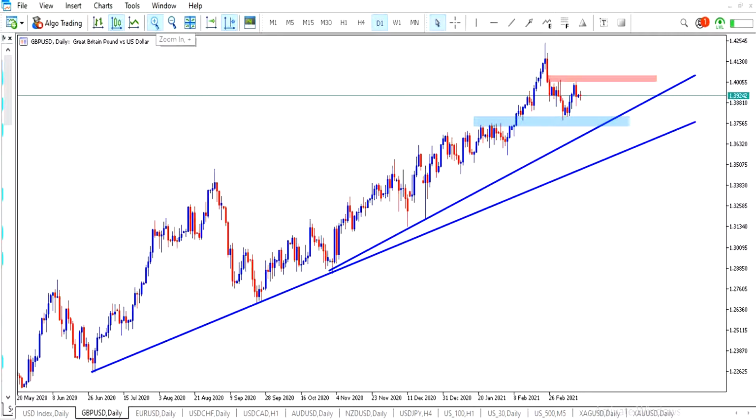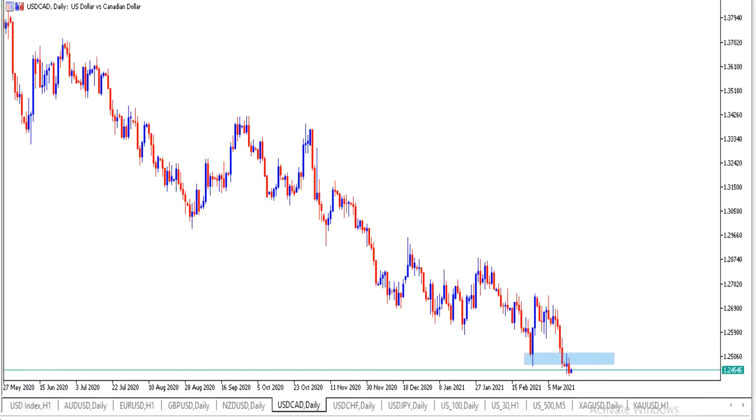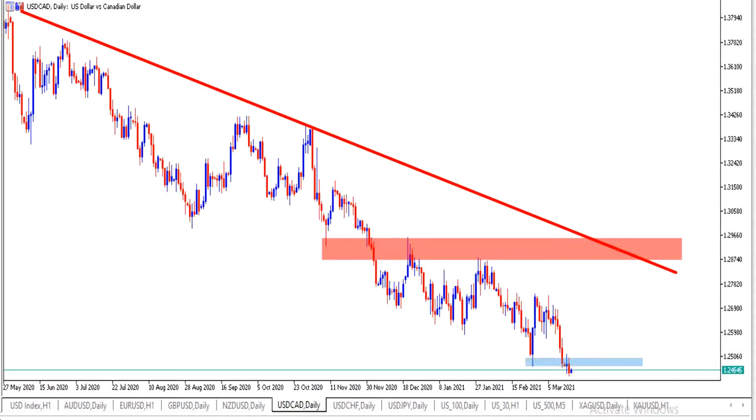The next analysis will be on US dollar CAD. In this chart, US dollar CAD, we have a downtrending market. This pair has been doing great in the last few weeks. We have noticed it drop for the last 3 weeks. We also have a downtrending line that the market has been respecting for a long time.